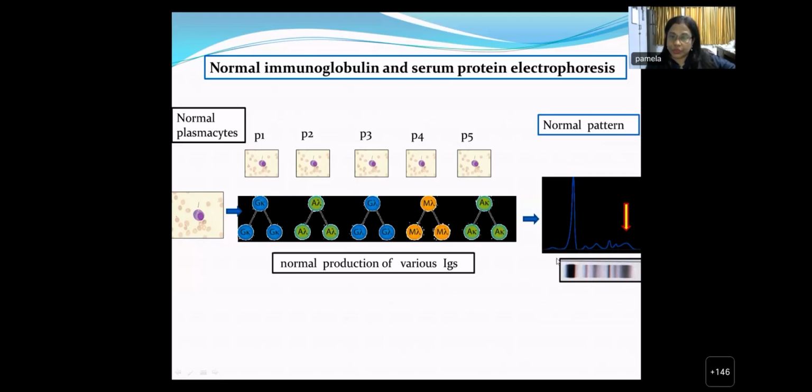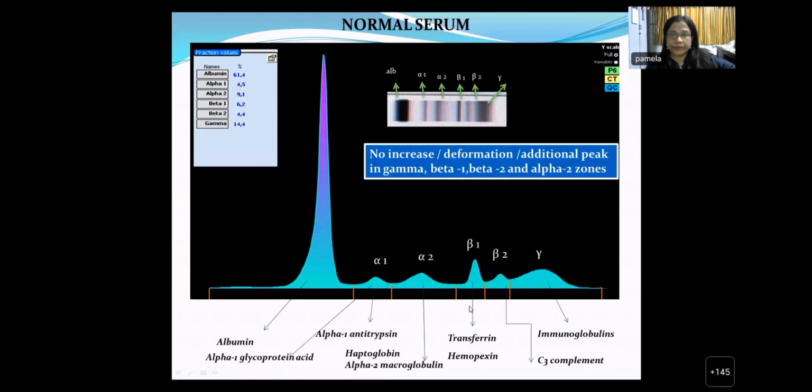What I'm trying to show you is that the normal production of immunoglobulins is shown as a very small hump in the gamma region, which is explained here. This is the pattern, the bands. You have the albumin, the first band, then the alpha 1, alpha 2, beta 1, beta 2, and the gamma region. In this normal pattern, there is no increase, deformation or additional peak in the gamma, beta 1, beta 2 or alpha 2 zones.